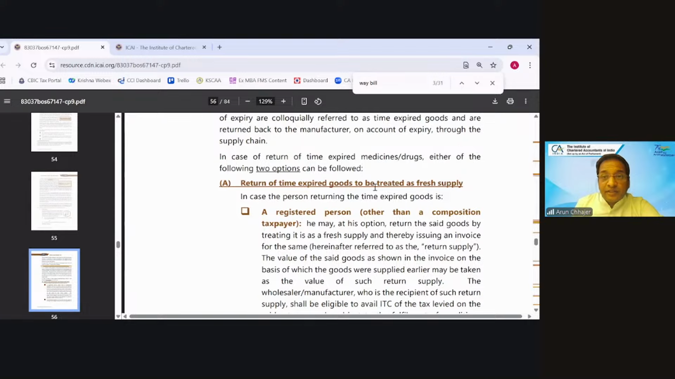My dear friends, please note, this is somehow a beneficial circular which says that. See, now tell me one thing. I have made the supply to you in the year 24-25. Now you have returned the goods to me on 1st December 25. Can I issue the credit note? Can I issue the credit note?